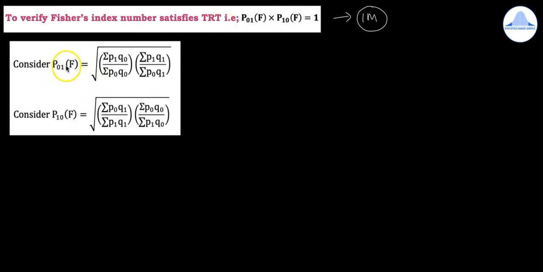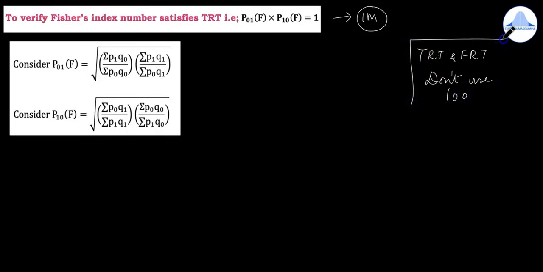So it is again very simple. First write the formula for P01 of F correctly. Remember that for TRT and FRT, that is factor reversal test, you should not use 100 in the formula. If you use 100, you will not get the answer. But whenever they say calculate an index number, 100 will be there. Only for TRT and FRT, we consider them as ratios and not percentage. So do not use 100.